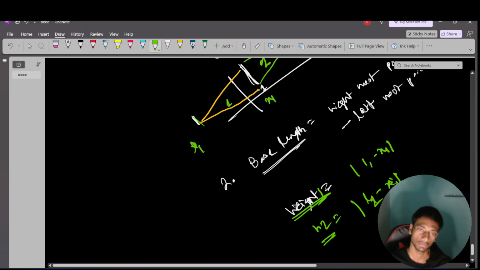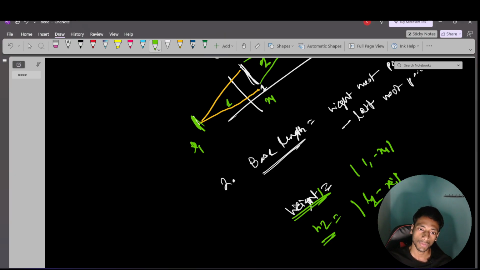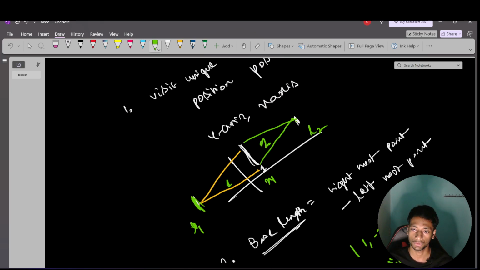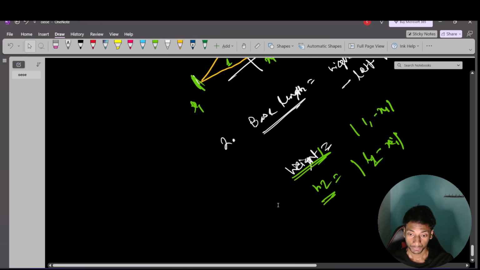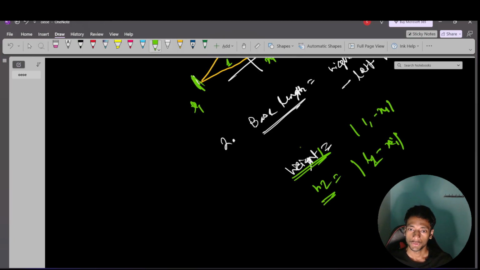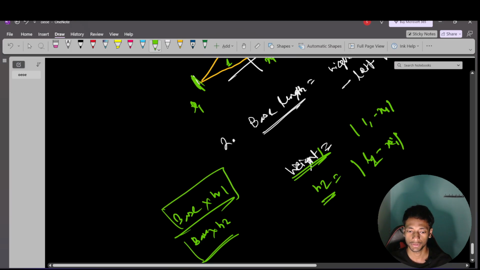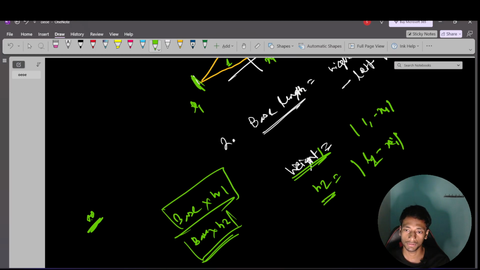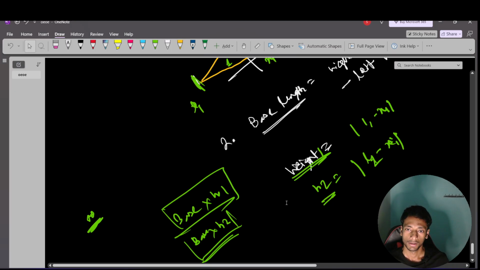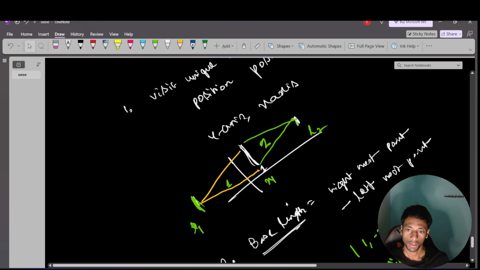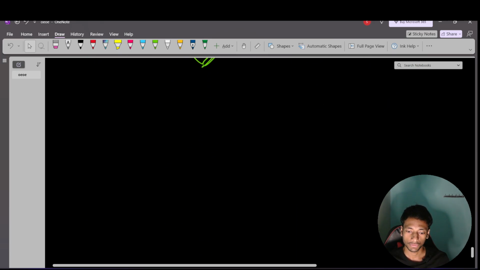One is if I choose this height, with this as the third point, meaning the leftmost point. Another is for the rightmost point. Clear? Now I will calculate the area. Two areas are possible. One is base length into height 1, another is base length into height 2. I'll choose whichever is the maximum area I can generate out of these two, and I will store it in the answer. Clear? This step is clear. If you have any doubt or suggestion, comment on that. So how can we do that? Now go to the code.